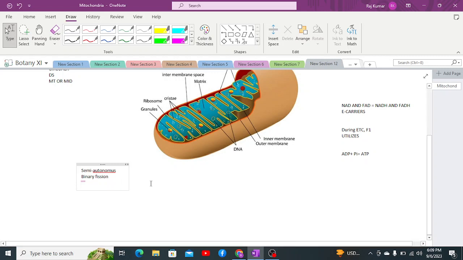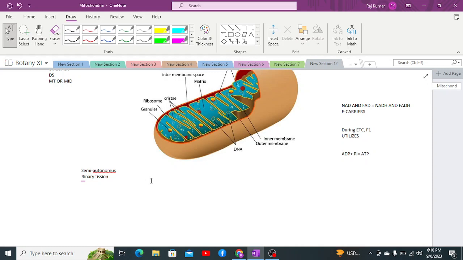Apart from which, these are known as semi-autonomous organelles. They could be autonomous, but they are semi-autonomous because they are neither completely dependent on themselves, nor completely dependent on the cell.